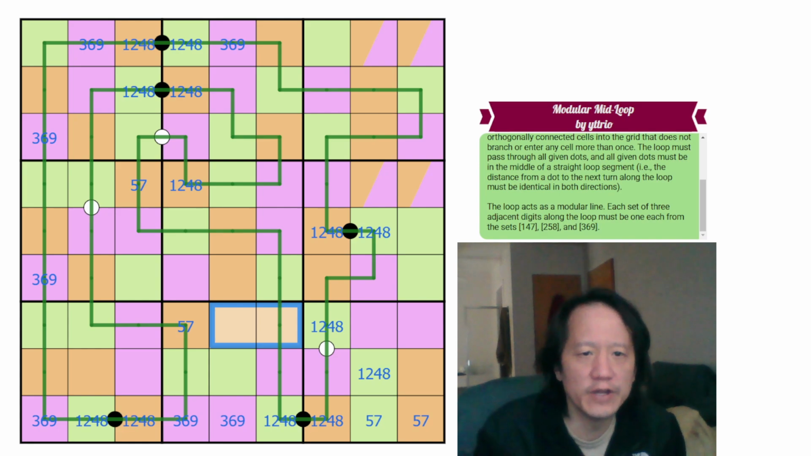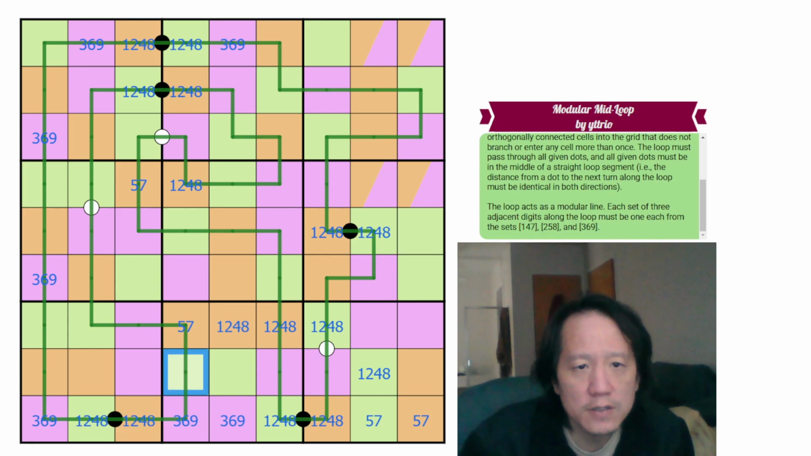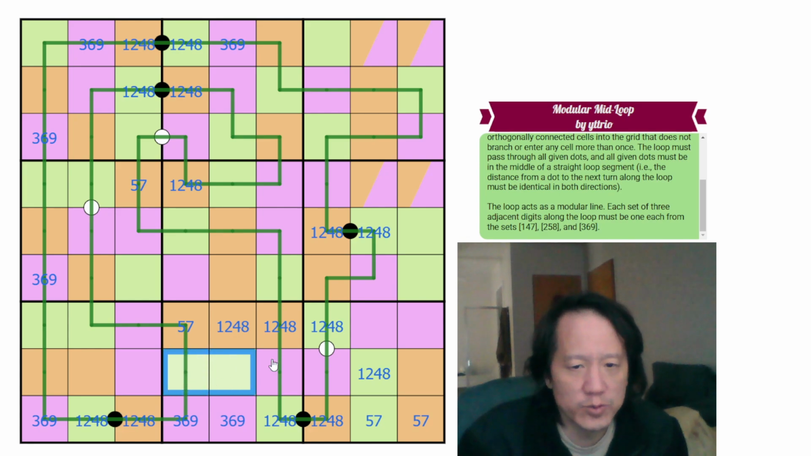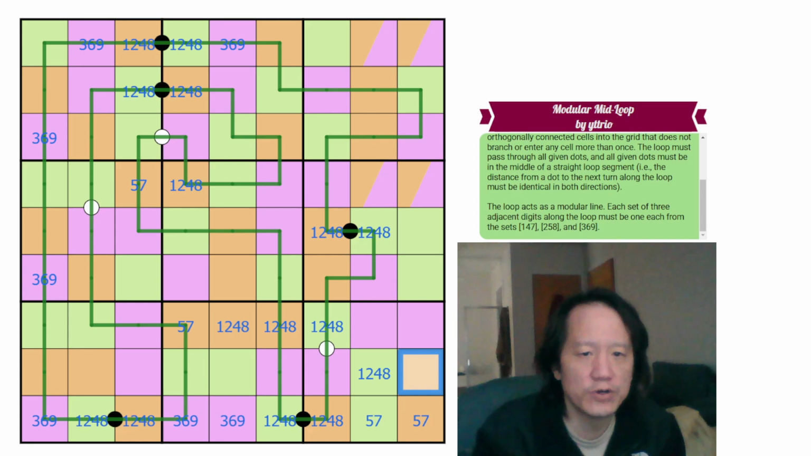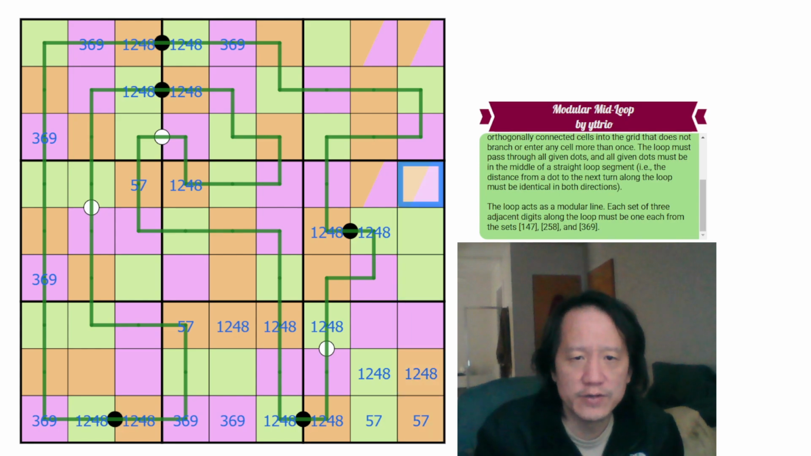These are the 1, 2, 4, 8 oranges. We're not sure where the other ones are. One of these is the green 5, 7, but we're not sure where that is. This is 1, 2, 4, 8. This is the orange 1, 2, 4, 8. So one of these is 5, 7, but we're not sure which. This is the orange 5, 7. So this could still be orange. That means the orange 5, 7 has to be one of these cells.